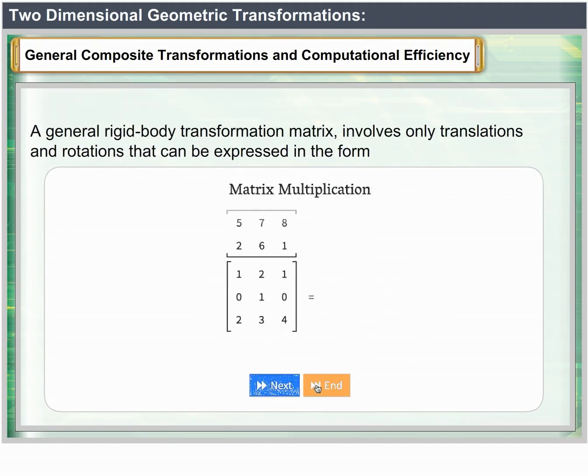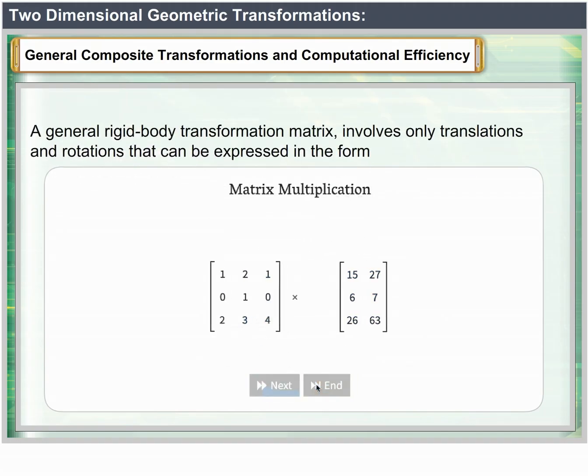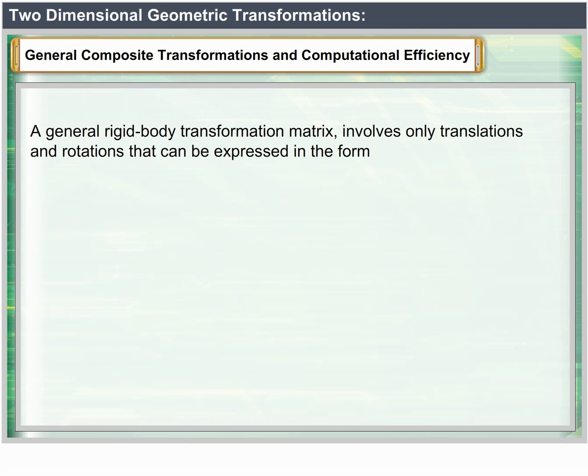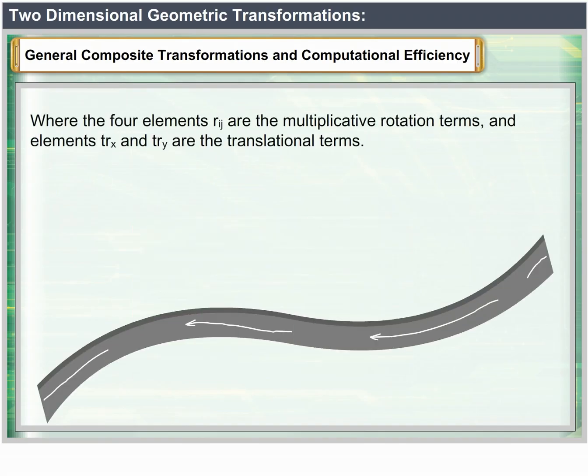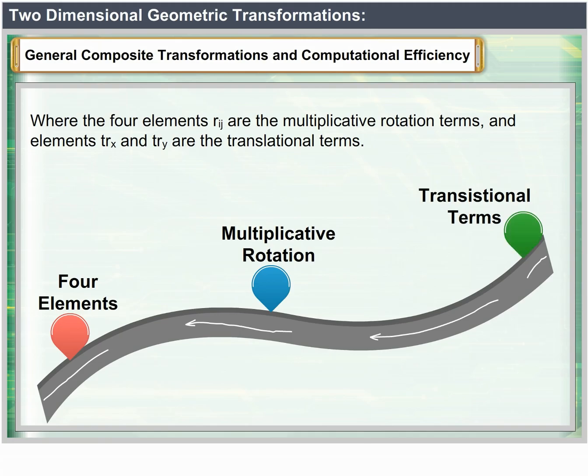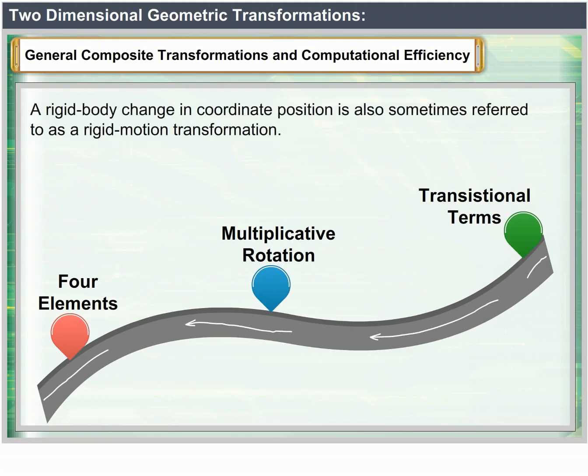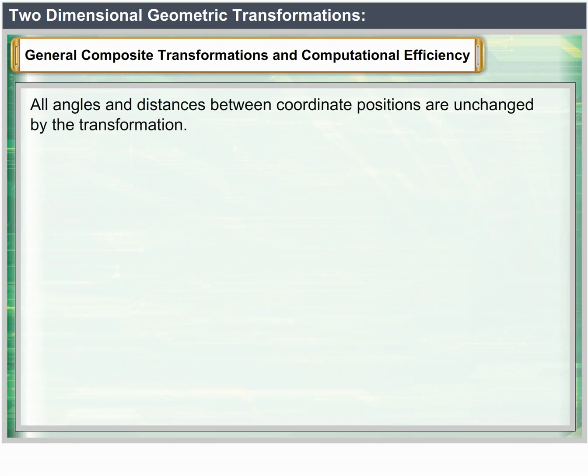A general rigid body transformation matrix involving only translations and rotations can be expressed in the form shown on screen, where the 4 elements Rij are the multiplicative rotation terms and the elements trx and try are the translational terms. A rigid body change in coordinate position is also sometimes referred to as a rigid motion transformation. All angles and distances between coordinate positions are unchanged by the transformation.